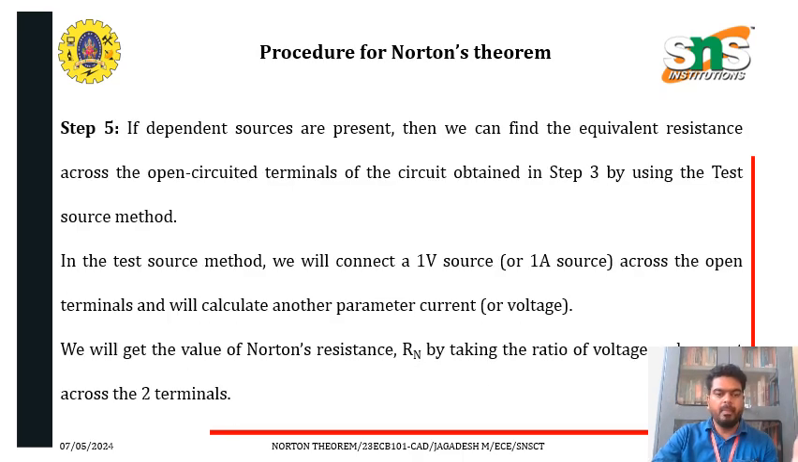Then step 5, if dependent sources are present, we can find the equivalent resistance across the open circuit terminal of the circuit obtained in step 3 by using the test source method. In the test source method, we connect a 1 volt source or 1 amp source across the open terminal and calculate the other parameter, current or voltage. We get the value of Norton resistance RN by taking the ratio of voltage to current across the two terminals.